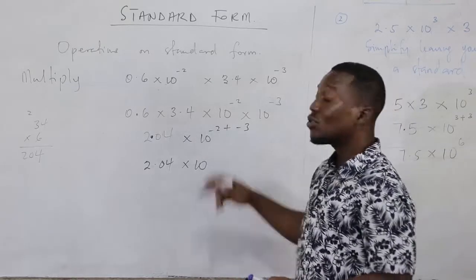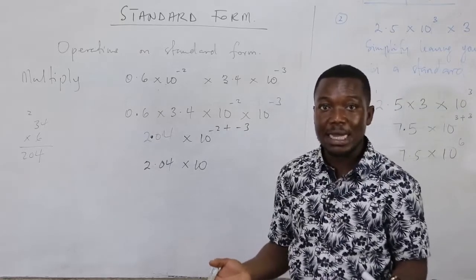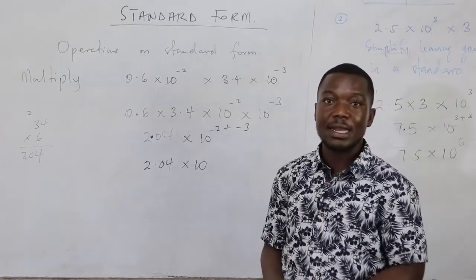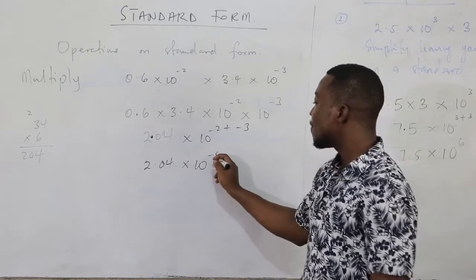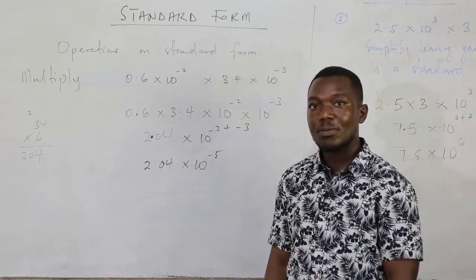Negative. Now these two, you can assume the negatives as electrons. So we have electrons are negatively charged. So 2 electrons plus 3 electrons, we have 5 electrons. And electrons are negatively charged. So the negative 5 is here. And this is our final answer.